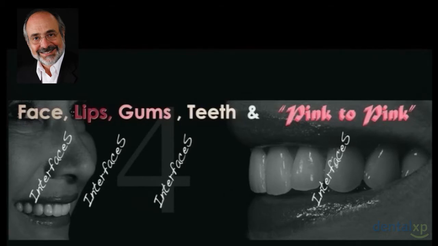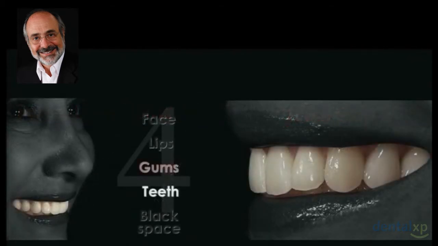Then the teeth to the gingiva. How do the teeth get affected by the shape of the gingiva or missing parts of the gingiva, like papillae? And then we're going to talk about something completely different, new. And this is the last interface, the pink-to-pink interface. It's a new idea, it's a new concept, and very critical to what we do.